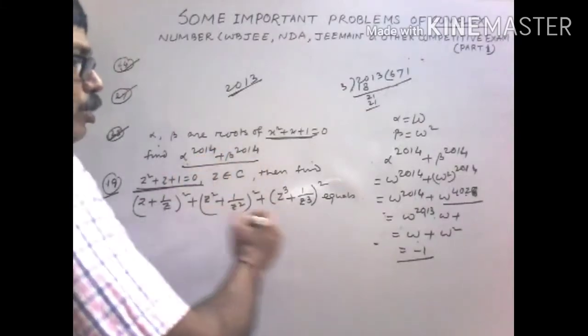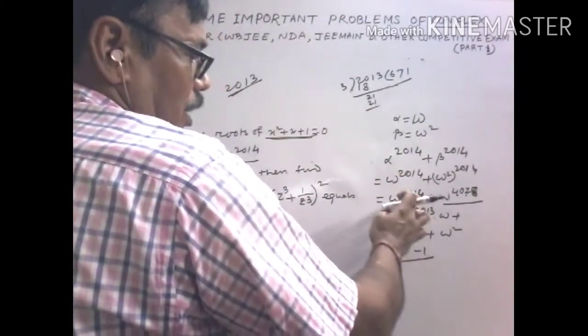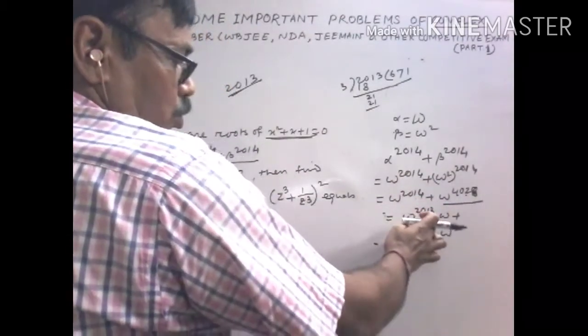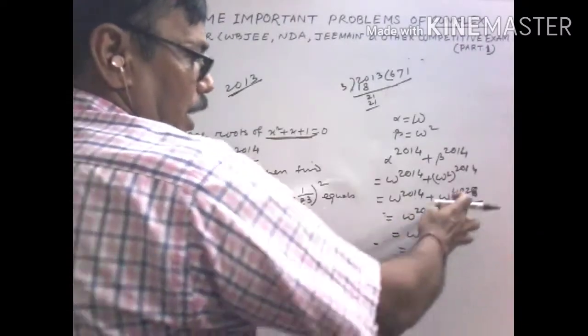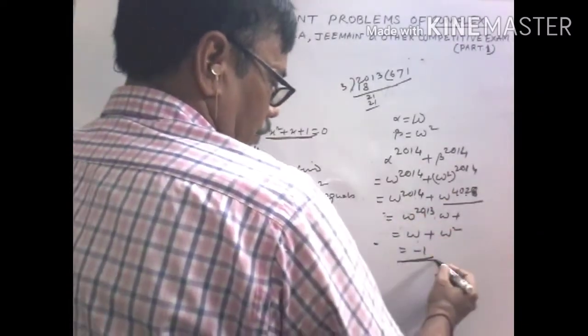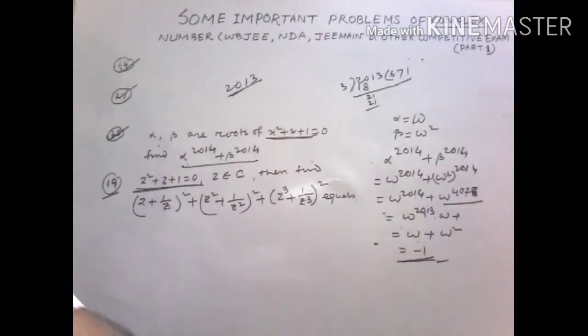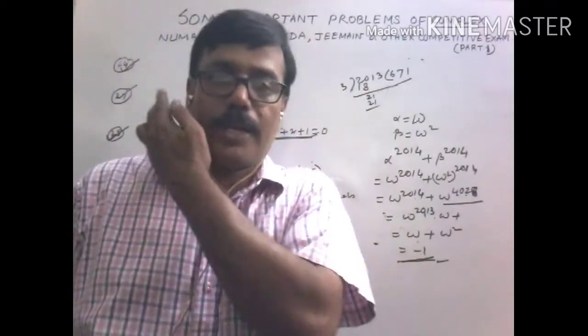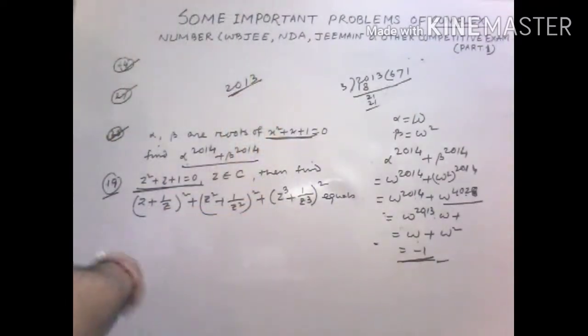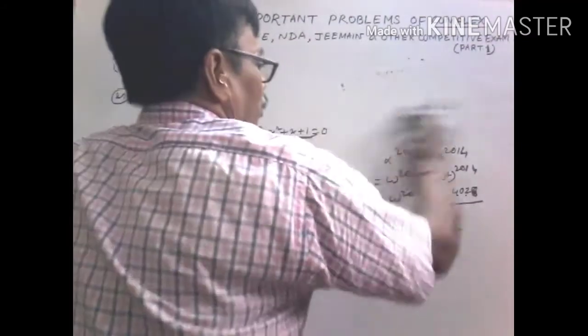Now if you change it, if it is 2014, then it is 2013 into omega, that is omega, and the second one is omega square, then the value is -1. If the power is not a multiple of 3, then we get omega, omega square and so on. Now look, problem number 19.